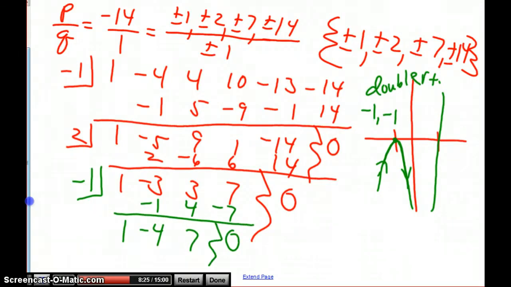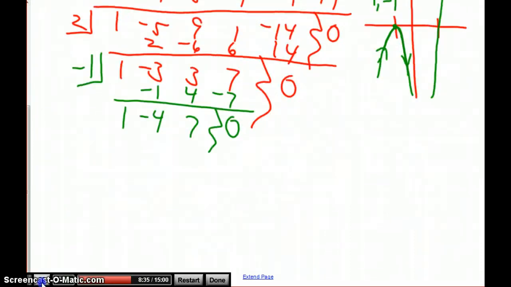And sure enough, now you got it down to quadratic form. So now you're ready to find the other 2 roots. What do you know about this? This is x squared minus 4x plus 7 equals 0. Now you're going to use the quadratic formula. Go find the quadratic out next.